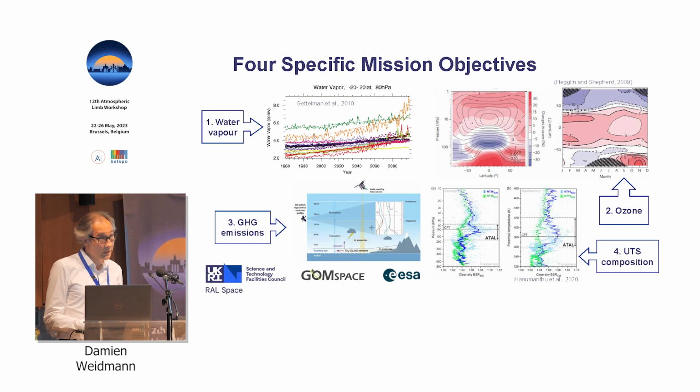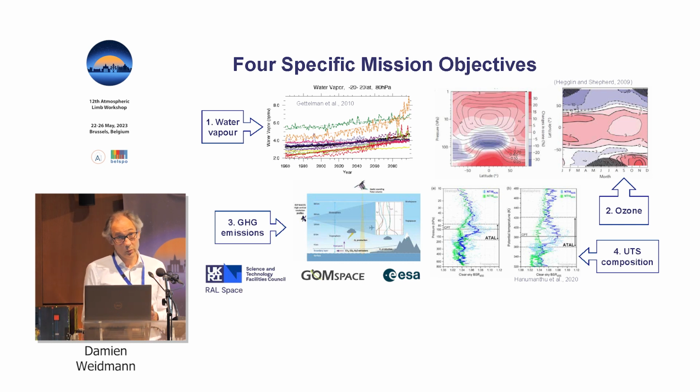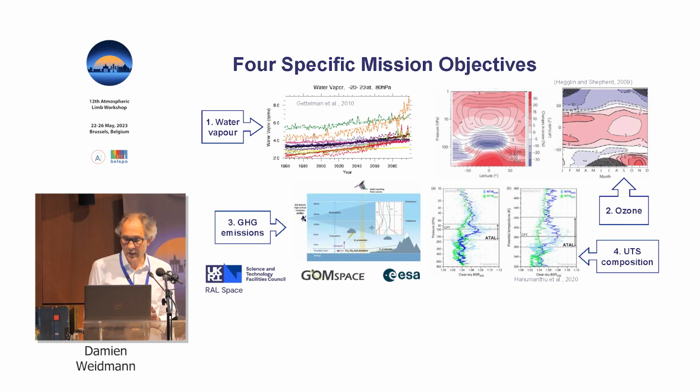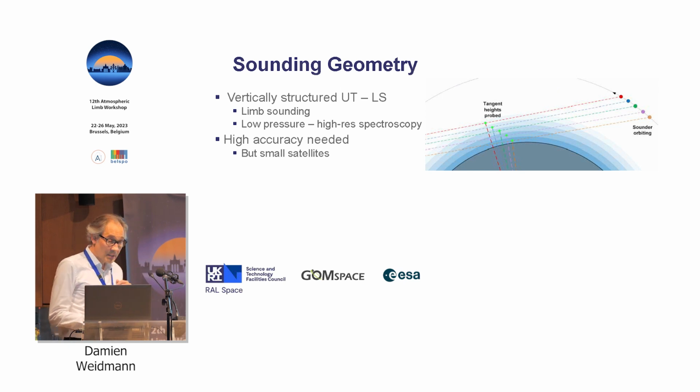The last one is about the UTLS composition as a whole. We've focused on aerosols. I took a plot, for example, of the Asian tropopause aerosol layer and the quantitative study of this type of aerosol profile. So that's the objective. Now let's see what system and sounding geometry we're using for this.